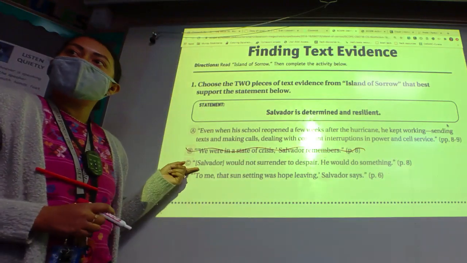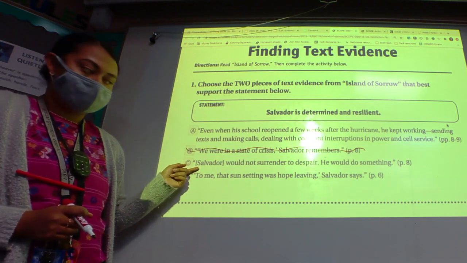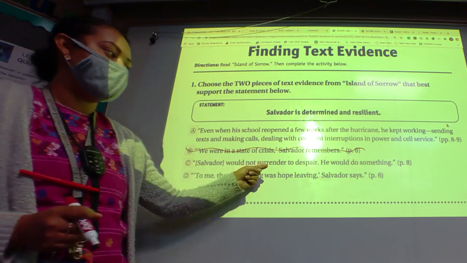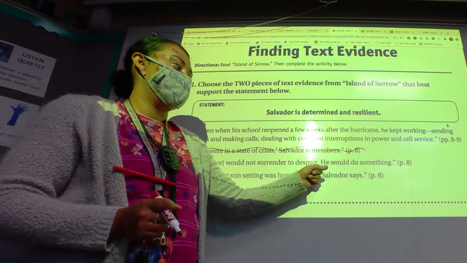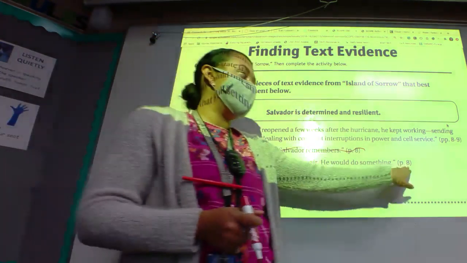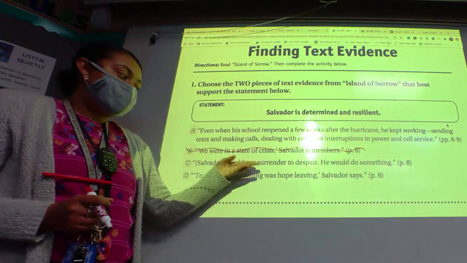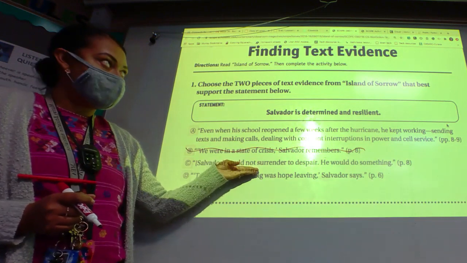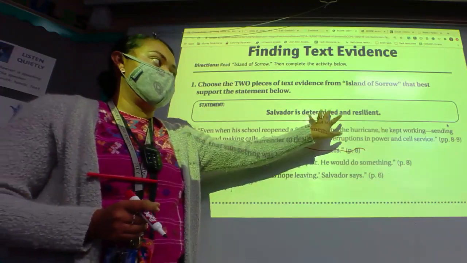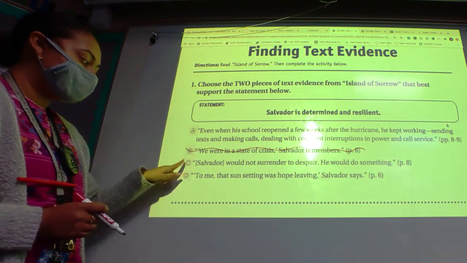Okay, who wants to read C? Noah? Salvador would not surrender to despair. He would do something. Page 8. So this is where you can find it. Okay. Does this text evidence connect to and explain how Salvador is determined and resilient? Yes, sounds like it. Okay, so maybe that one.